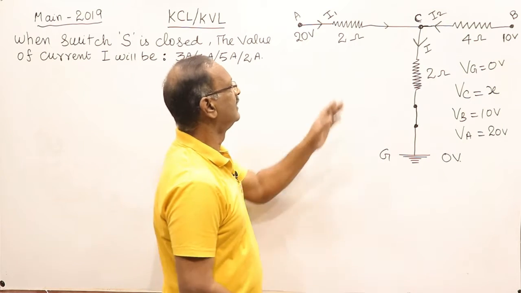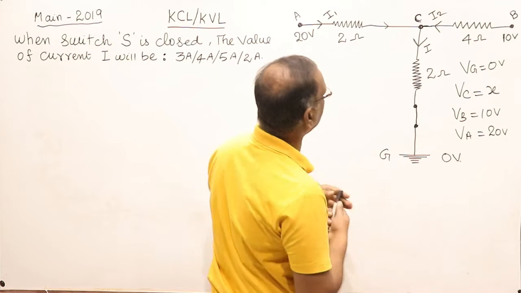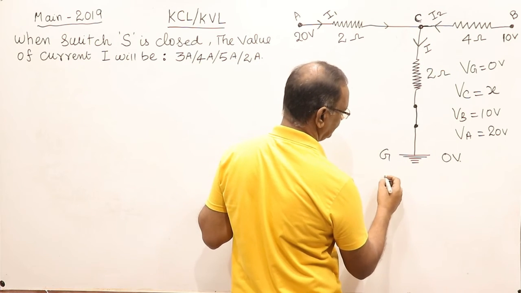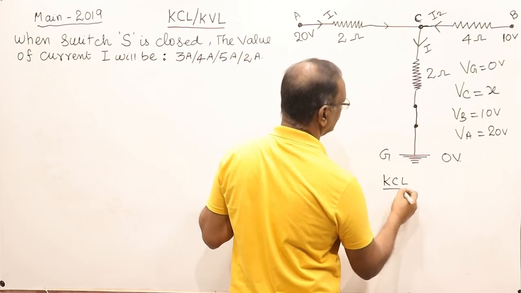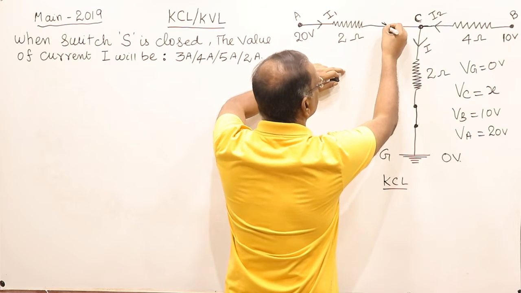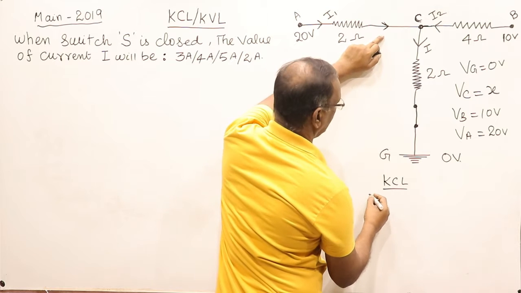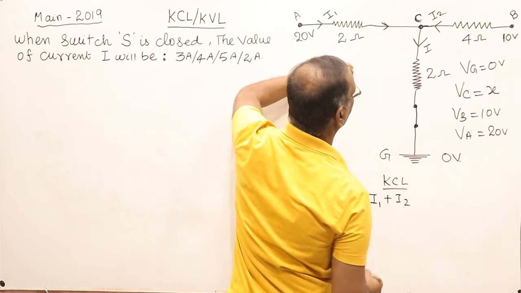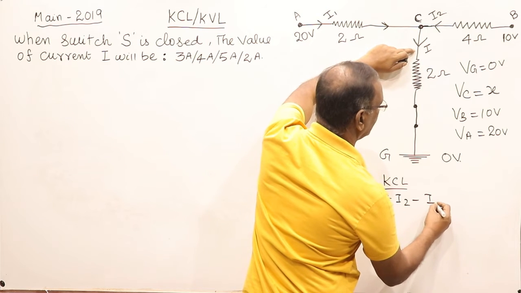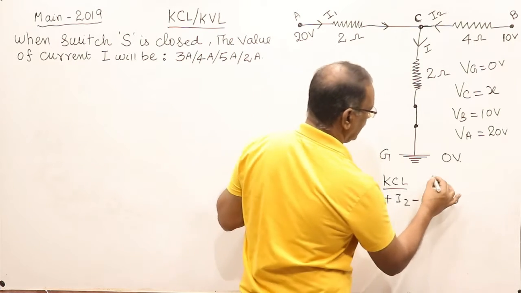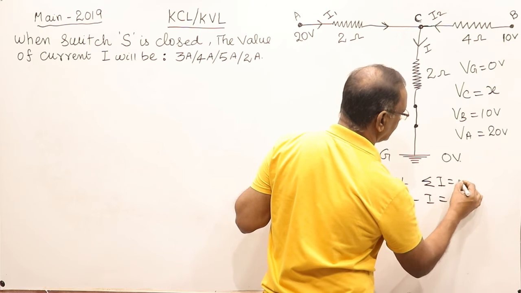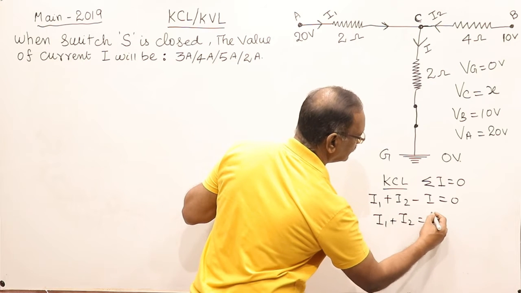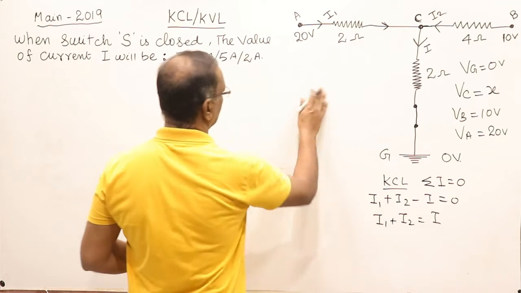Now, since the current direction is given, I1 is flowing in, I2 is flowing in, and I is flowing out. We apply Kirchhoff's current law. I1 flowing in we take as positive, I2 also in, we take positive, and I is out, so minus I is equal to 0. This is the algebraic sum of current equal to 0, or current flowing in is equal to current flowing out.